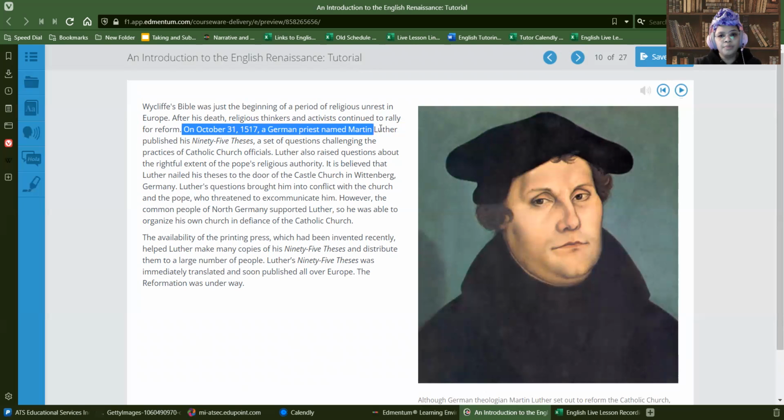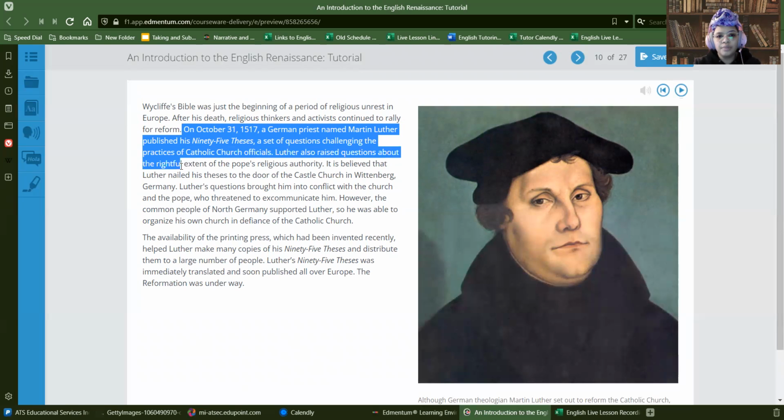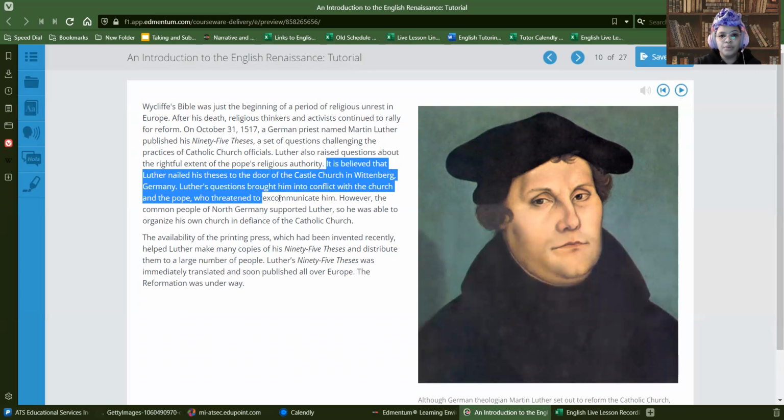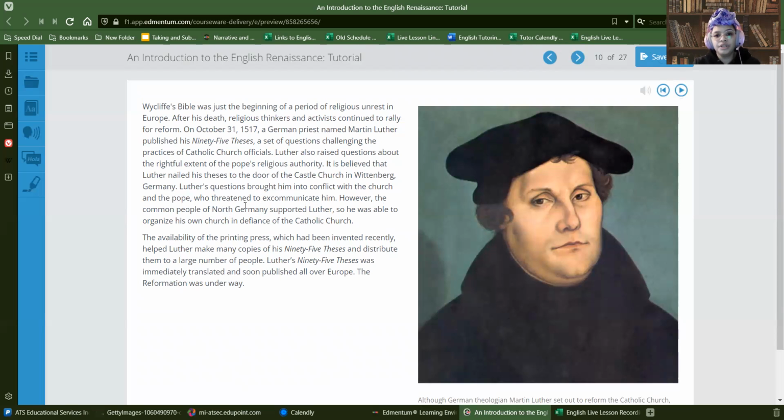1517, a German priest named Martin Luther published his 95 Theses, a set of questions challenging the practices of the Catholic Church officials. Luther also raised questions about the rightful extent to the Pope's religious authority. It is believed that Luther nailed his theses to the door of the castle church in Wittenberg, Germany. And his questions brought him into conflict with the church and the Pope, who threatened to excommunicate him. But he had a lot of supporters. So basically, he was able to organize his own church.